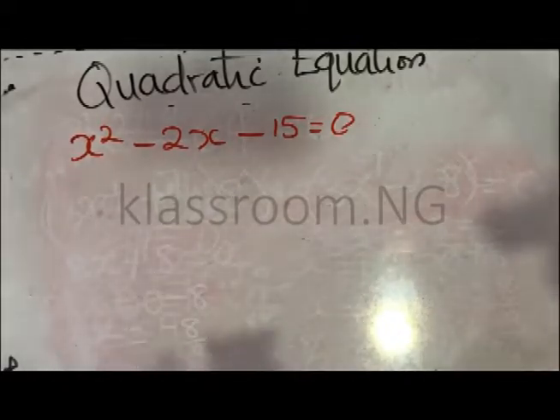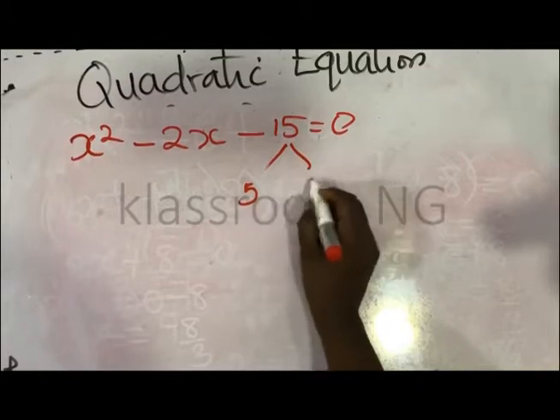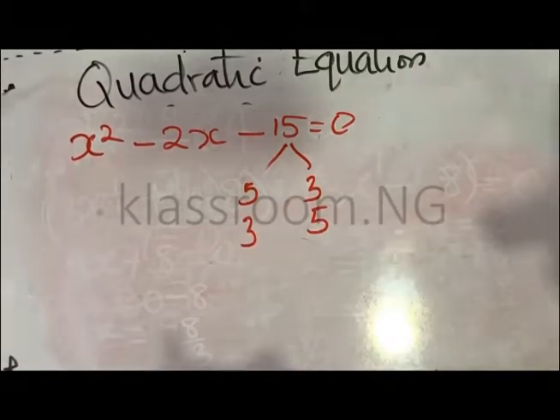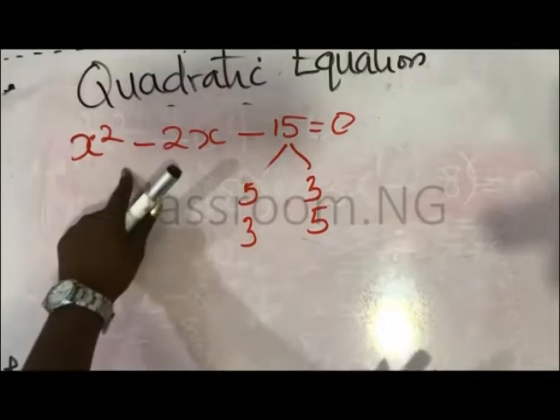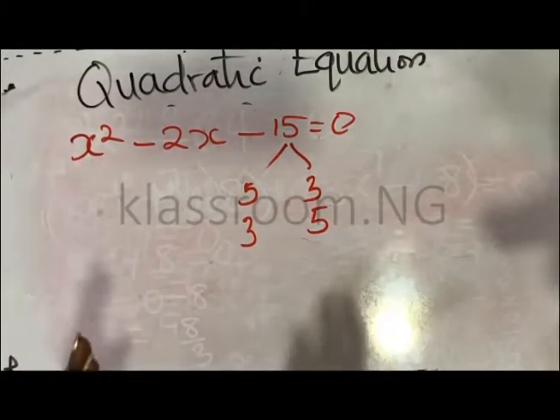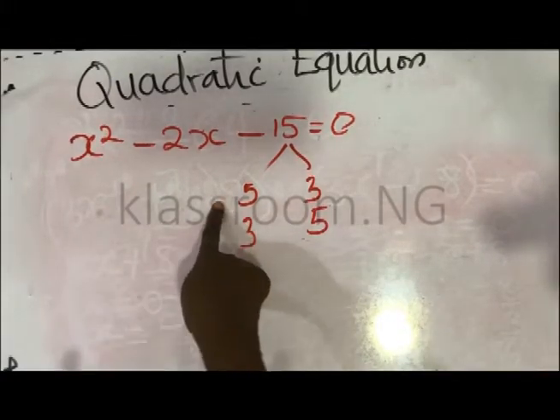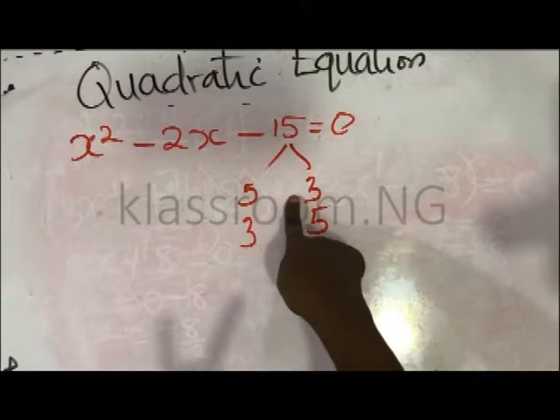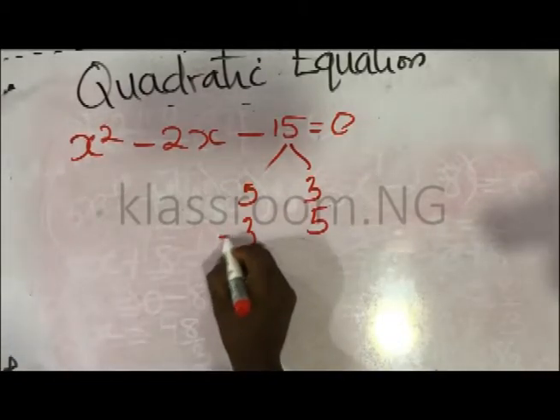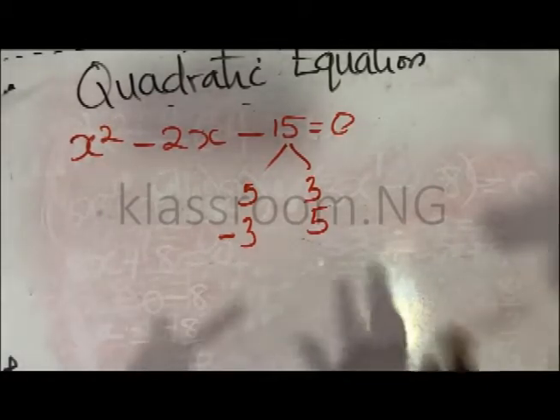So we have numbers to give us 15. We have 5 and 3, and we have 3 and 5. Now, because we have a minus sign here, that means one of the numbers will have a minus sign. So if we say minus 5 and plus 3, definitely we will not get minus 2. So we're going to have minus 3 and plus 5. So these are the numbers we're going to use.